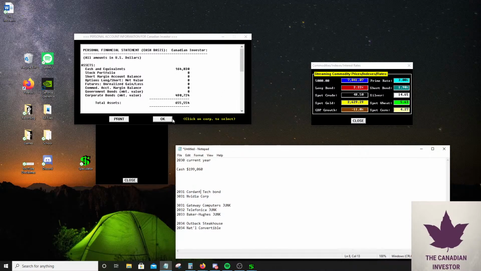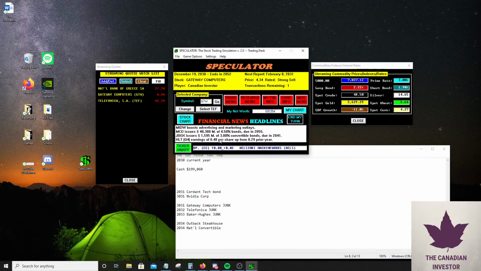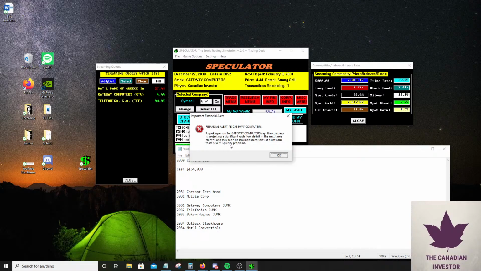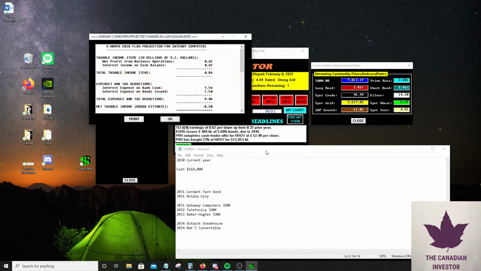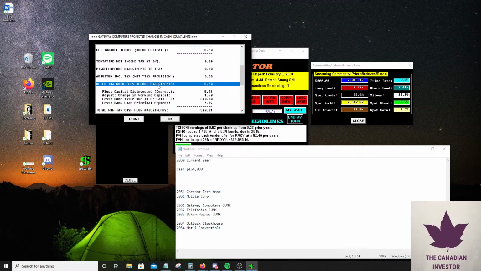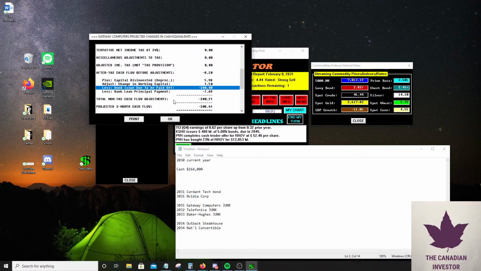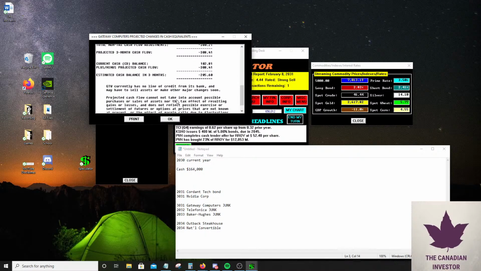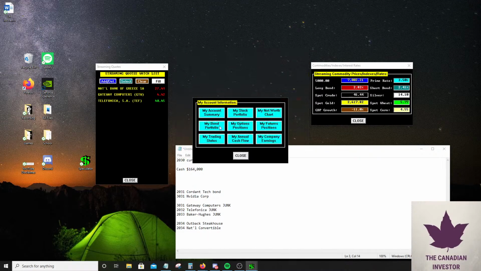$164,000 in cash. Oh, probably owed a bunch of taxes. Uh-oh. Yeah. Oh gosh. Gateway's having liquidity problems, so their net profit from business operations is almost nothing. And then they have interest expenses on bank loans and interest rates on bonds. So they're having negative after cash flow. That bond's due very, very soon. Yeah, so they're pretty likely to go bankrupt. Pretty likely.